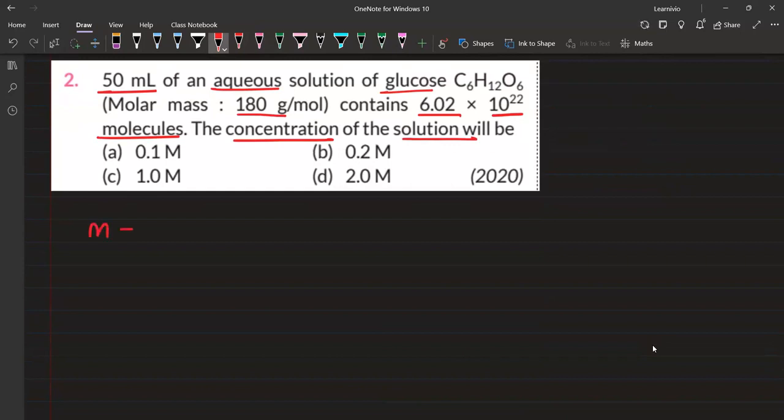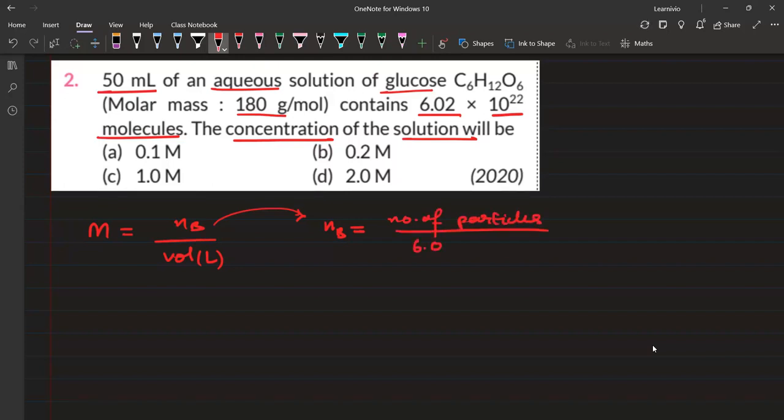So molarity will be equal to number of moles of solute divided by the volume. Volume of solution has been given as 50 ml, so we can convert it into liters. That is not an issue. We have to calculate number of moles. Generally we use given mass by molar mass, but there is one more formula: number of particles divided by 6.022 into 10 to the power 23.